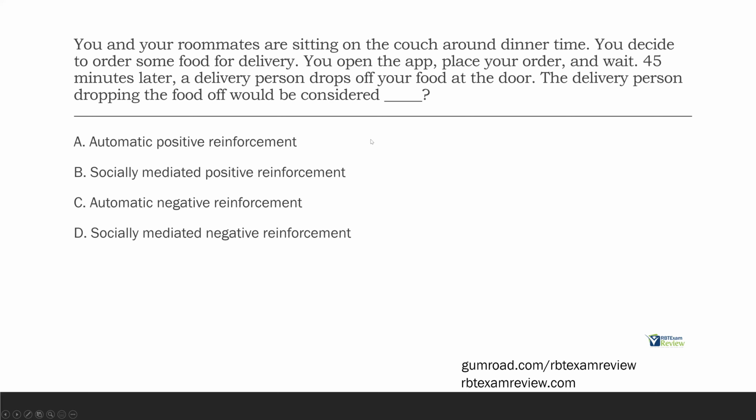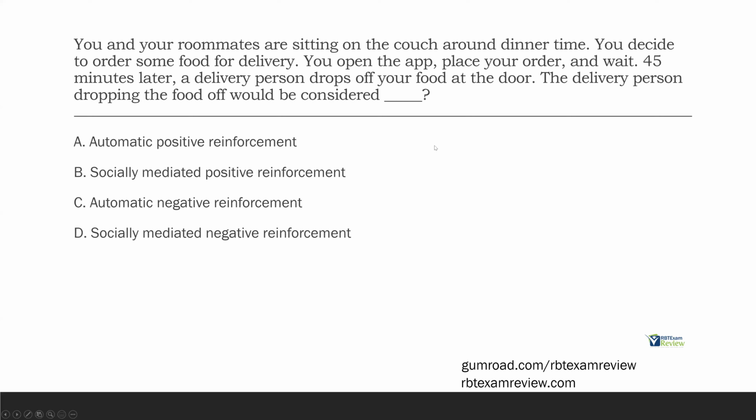Okay. This is a reinforcement question, right? Actually, it's an automatic versus socially mediated reinforcement question. What is automatic reinforcement? Automatic means alone, okay? Automatic reinforcement means you're delivering reinforcement yourself, or the client is delivering reinforcement to themselves. When we talk about sensory behavior, we mean automatic reinforcement. Socially mediated reinforcement means reinforcement is delivered from another person, right? There's a second or third party involved.